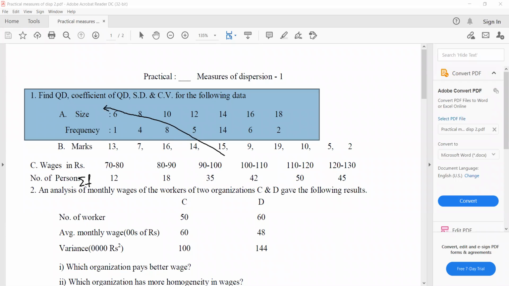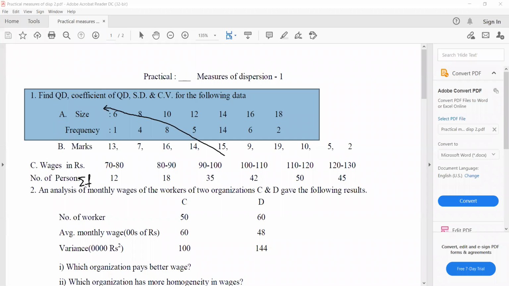Now similarly, obtain Q3. Q3 for a discrete frequency distribution is defined as the value of x with LCF just greater than 3n by 4, where n is the total frequency. 3n by 4 comes to 3 into 40 by 4, which is equal to 30, and the LCF just greater than 30 is 32, and the respective value of x is 14. Therefore Q3 is equal to 14. So you get QD is equal to 14 minus 10 divided by 2. 14 minus 10 is 4. 4 divided by 2 is equal to 2.